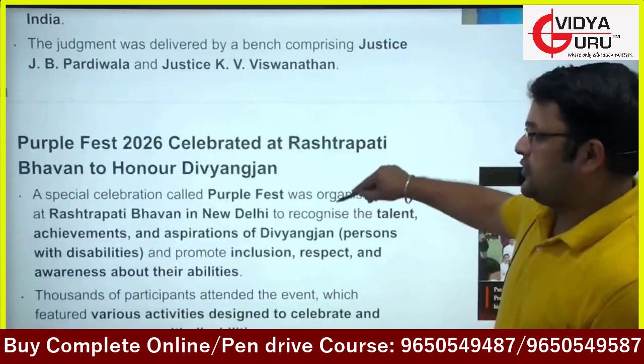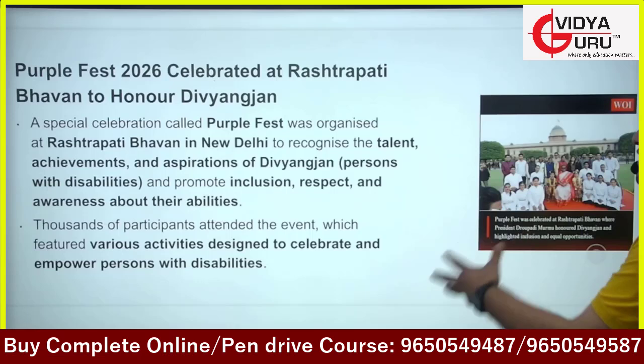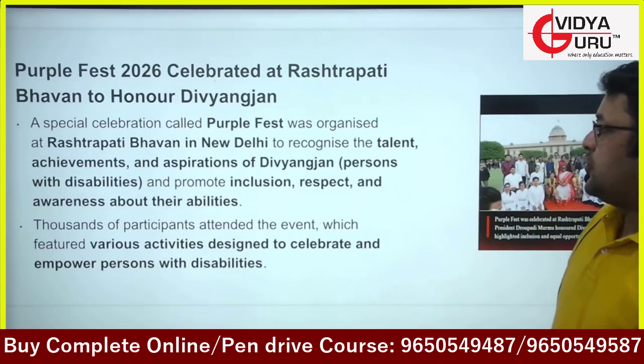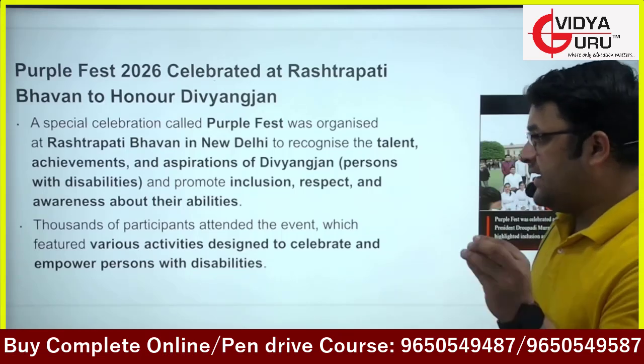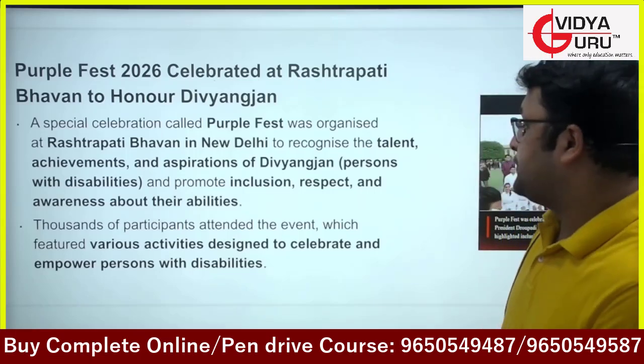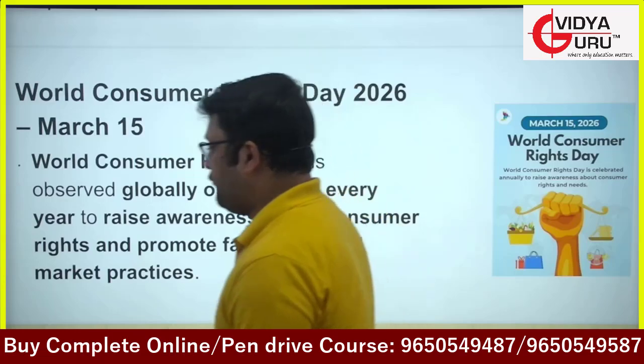Coming to Purple Fest. Purple Fest 2026 celebrated at Rashtrapati Bhavan. This fest generally honors the Divyangjan. You can see Draupadi Murmu in the middle. So generally this fest recognizes the talent, achievement, aspirations of Divyangjan, persons with disability. Next one, World Consumer Rights Day. It is celebrated usually on 15th of March.